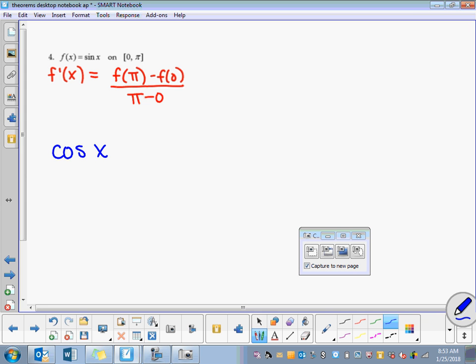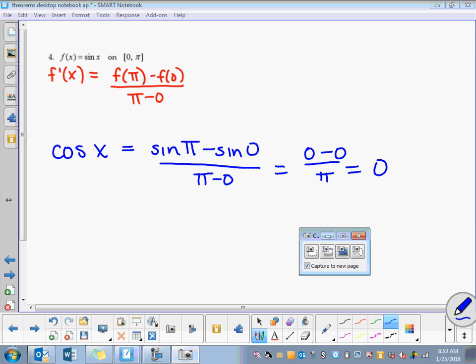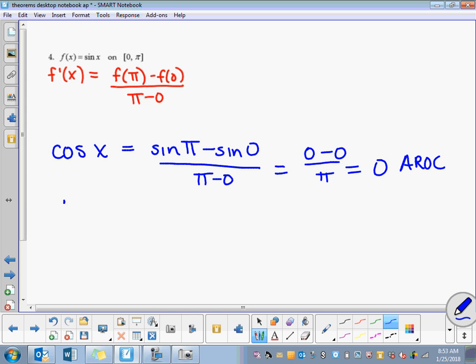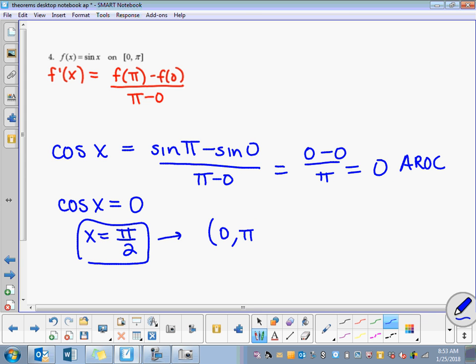So what has to happen is that the cosine of x is going to equal the sine of pi minus the sine of 0, over pi minus 0. And if you know your unit circle, sine of pi and sine of 0 are both 0, so the average rate of change is 0. So I'm looking for the cosine of x equaling 0. And once again, if you know your unit circle, that would have to happen, if we're restricted to looking at 0 to pi, at pi over 2.